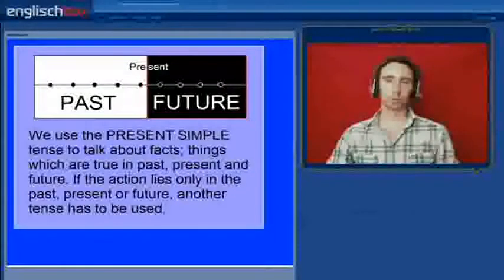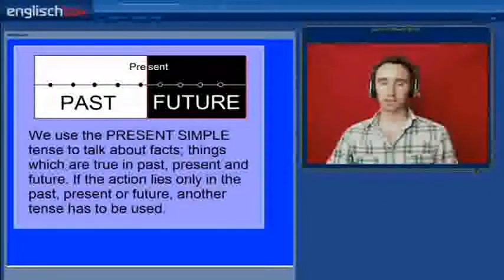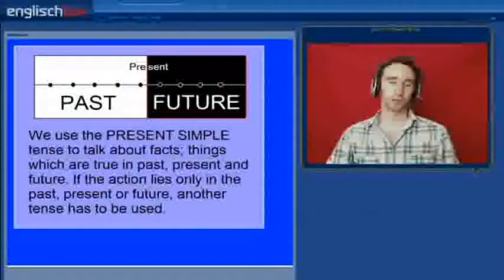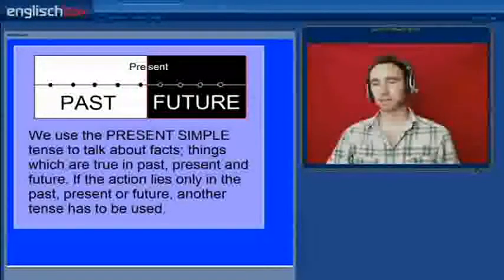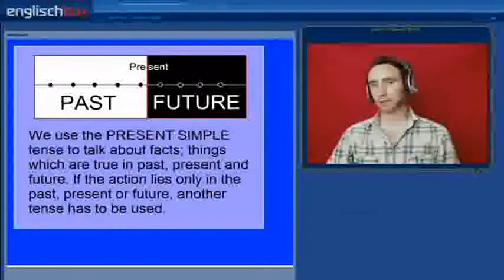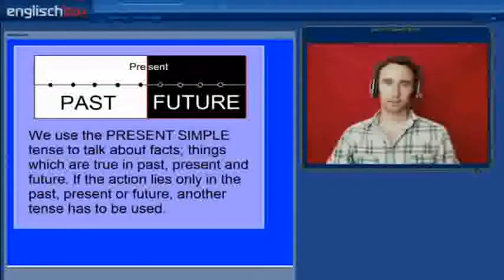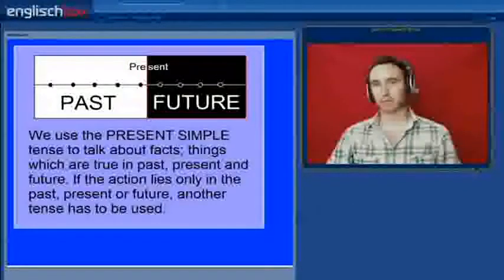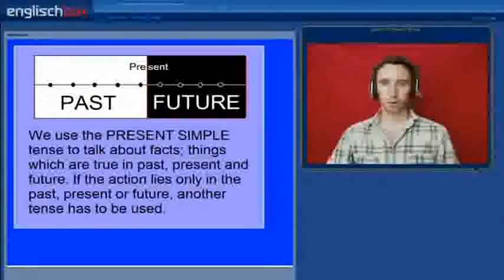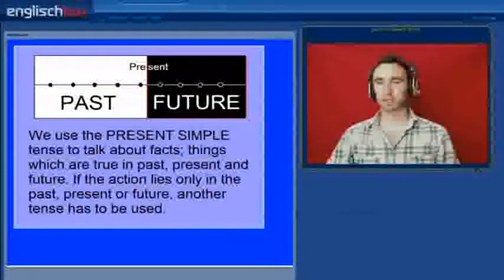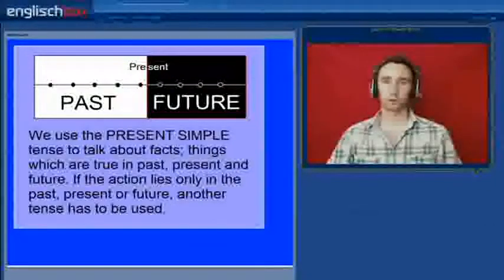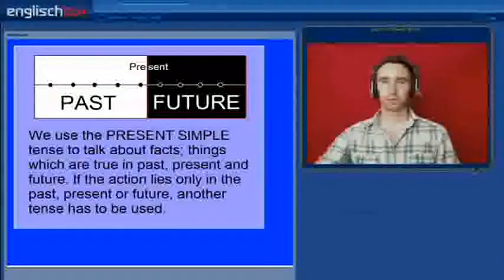For example, I can use the present simple to talk about habits, habitual activities or actions. I play tennis every Saturday. I go to the cinema quite often. I sometimes phone my parents at the weekend. All these things are true in the past, the present, and the future. We also use this to talk about facts. For example, water boils at 100 degrees is a fact. And we use the present simple to show this.